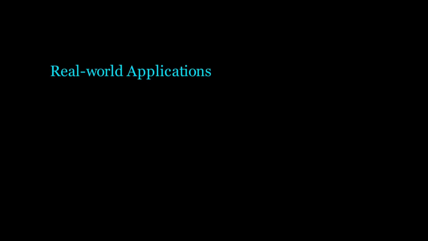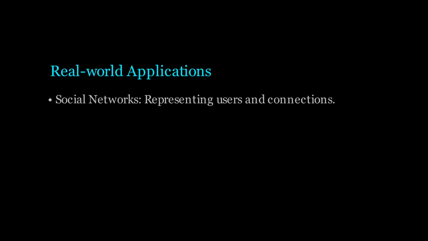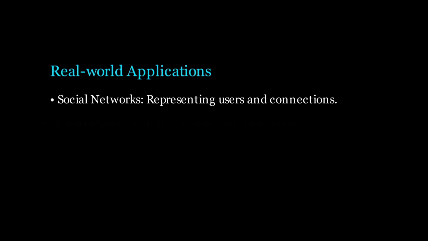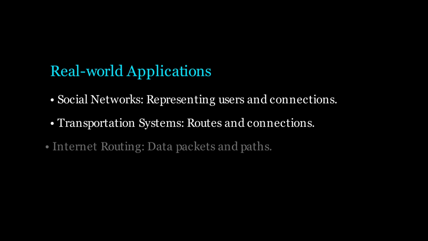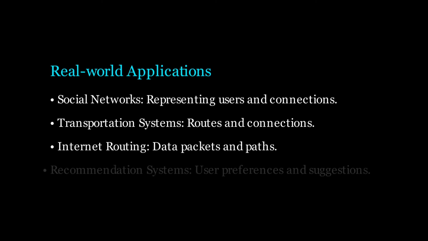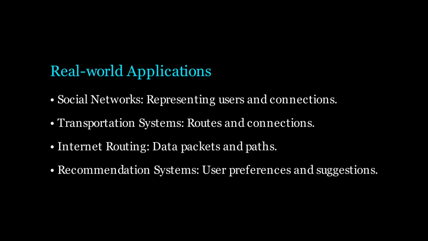Okay, graphs are not just abstract concepts, they are everywhere. Here are some of the real-world applications. First is social networks. Graphs represent users as vertices and friendships as edges. Next is transportation systems. Maps use graphs to model routes and connections between the locations. Next is internet routing. Data packets travel through networks, modeled as graphs. And recommendation systems. Graphs help suggest products or content based on users' preferences and connections.